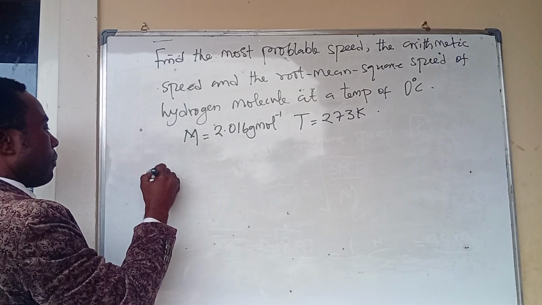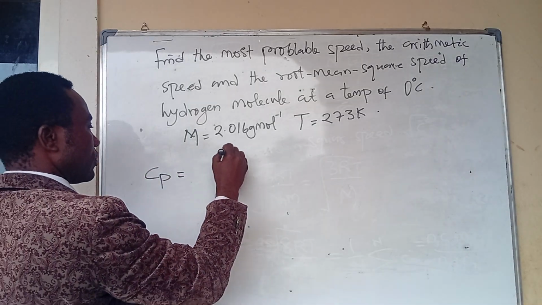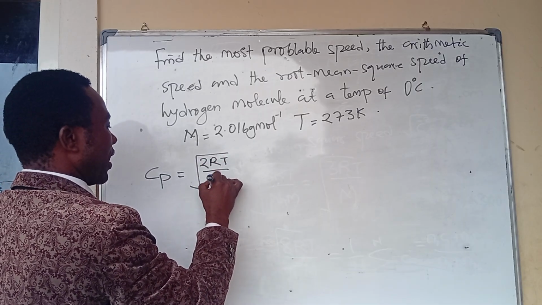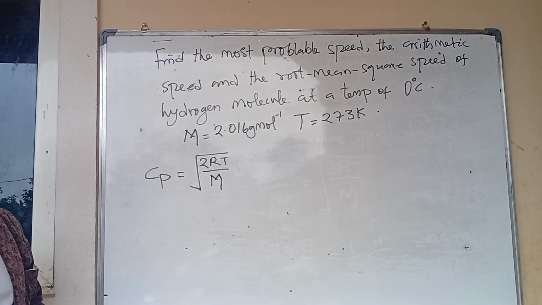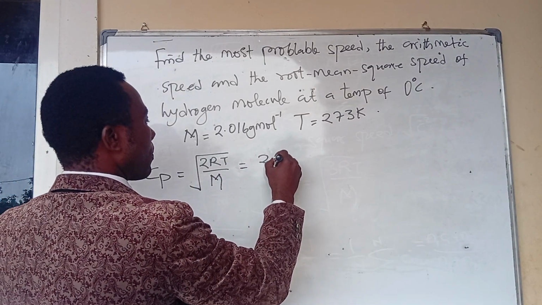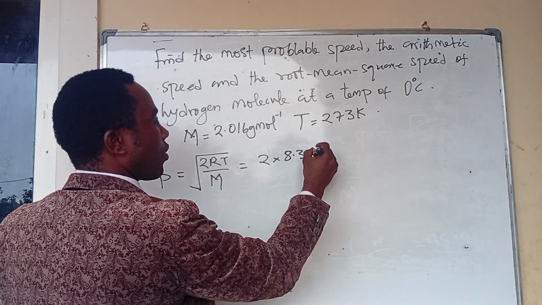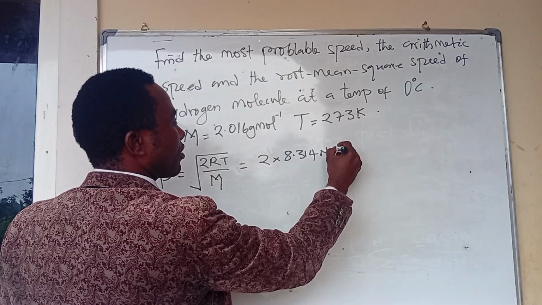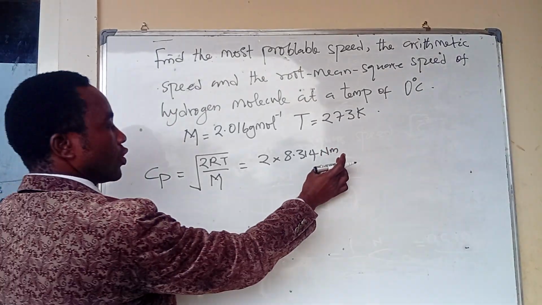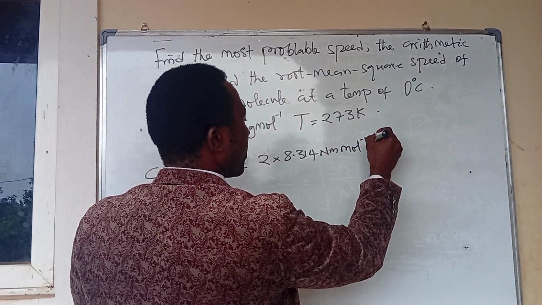Now, the most probable speed will be equals to square root of 2RT divided by the molar mass. So that will be equals to 2 multiplied by the R is 8.314, okay, Newton meter. Newton meter is the same as joule. So we're having Newton meter per mole, okay, per Kelvin.